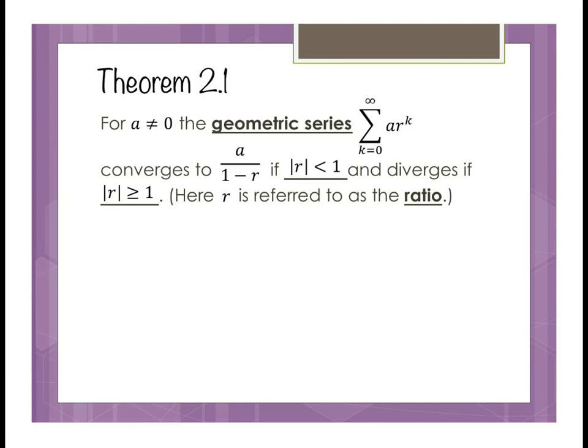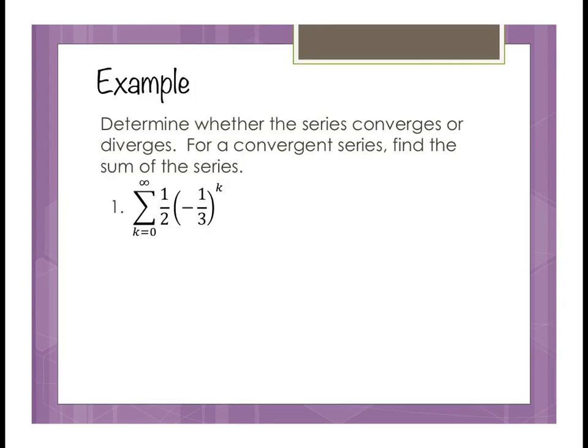So the convergence is all based on the value of r, which is the value that's raised to the exponent. And the sign doesn't matter, right? It doesn't matter if r is positive or negative. All we're concerned with is if the numerical value aside from its sign is either greater than, equal to, or less than the number 1. Everybody good so far?